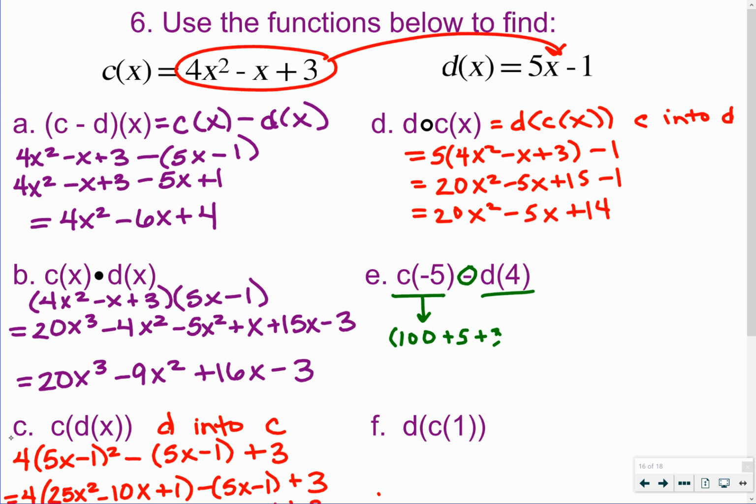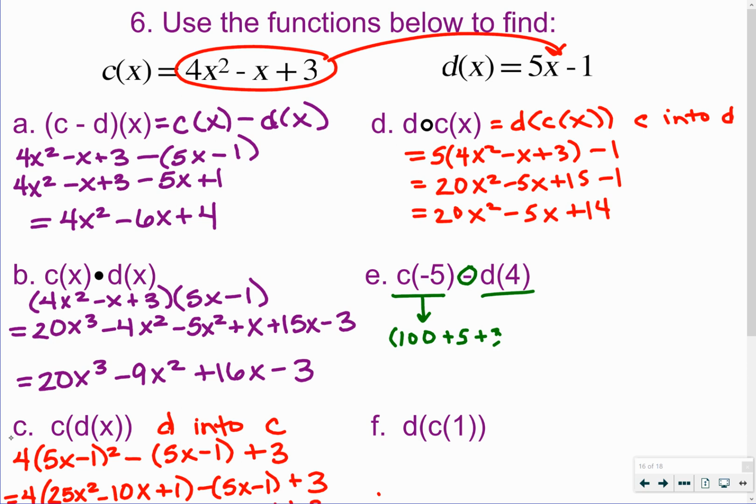There we go. Minus, okay, I'm going to plug 4 into D. 5 times 4 just gives me 20 minus 1. And then just simplify a little bit further. Again, you could do all this at once if you want to. 100, 5, and 3. The first one's 108. 20 minus 1 gives me 19. So that's going to give me 87. That's the final answer on that one.